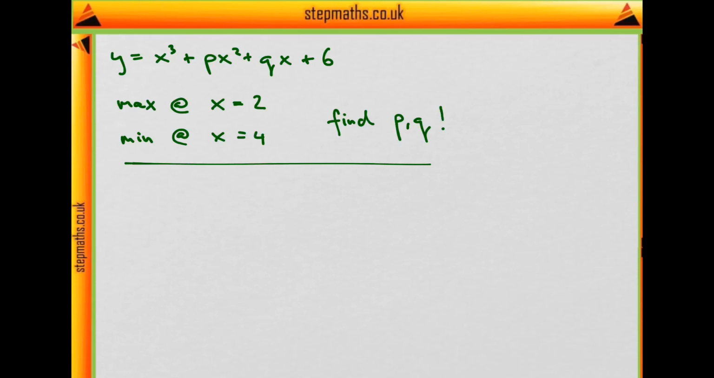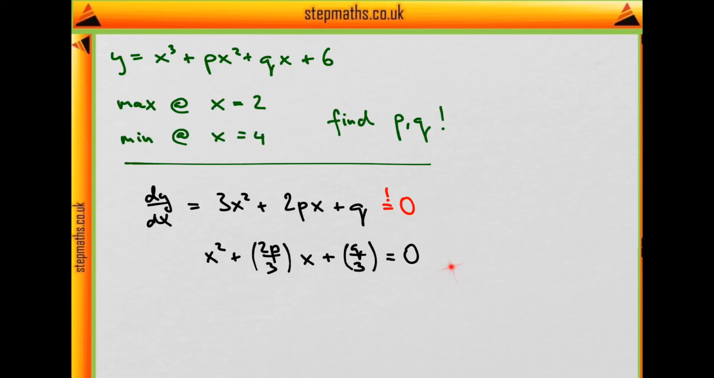So remember that these are stationary points and they occur when the derivative of that function is equal to 0. So it seems like a good idea to start by differentiating this function with respect to x, so that's what I've done here. And we'll set this to 0.